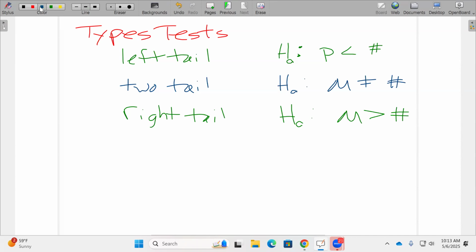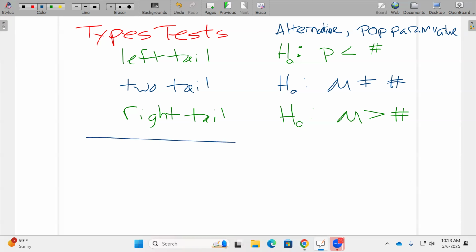So to determine the type of test, whether left tail, 2-tail, or right tail, it's based on 2 things: the alternative hypothesis and the population parameter. Okay, and we have that inequality. Alternative is either less than, greater than, or not equal to. So those are the basics of the hypothesis test. So we have to determine what our hypotheses are. We have to determine what kind of test we're going to do, left, two, or right.